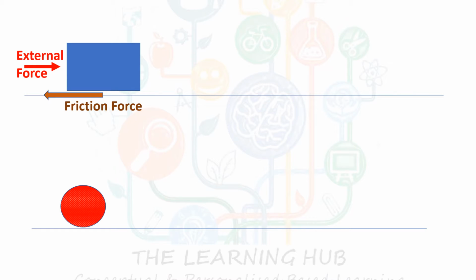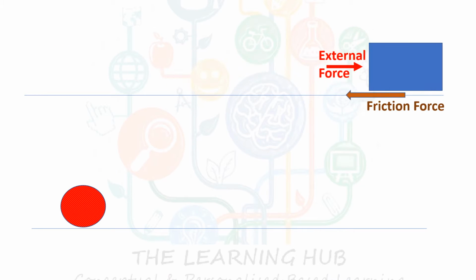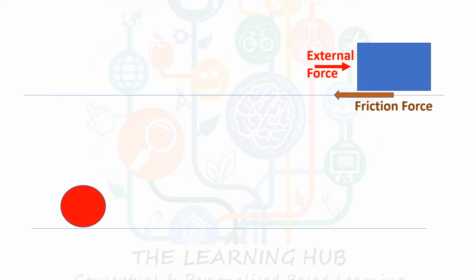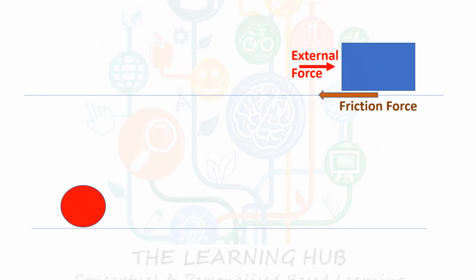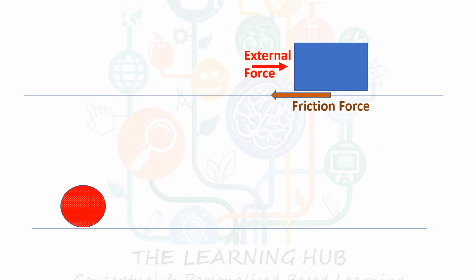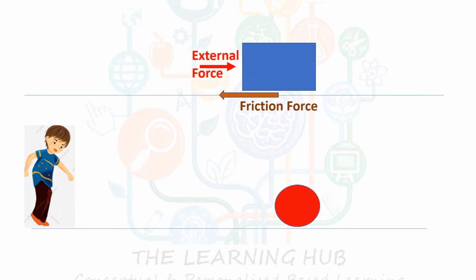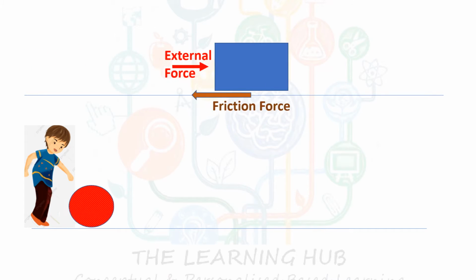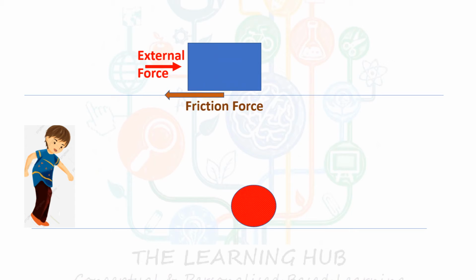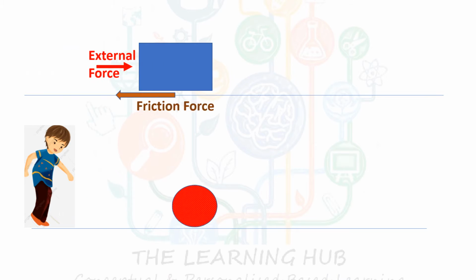So what is friction? Friction is nothing but a force which opposes the motion between any surfaces that are in contact. Here in this video you can see that a box is being pushed by an external force, and in the opposite direction a friction force also acts between the surface and the box. The same logic applies when a boy is kicking a ball. After some time you will see that the ball stops. The ball stops because of the friction between the surface and the ball.